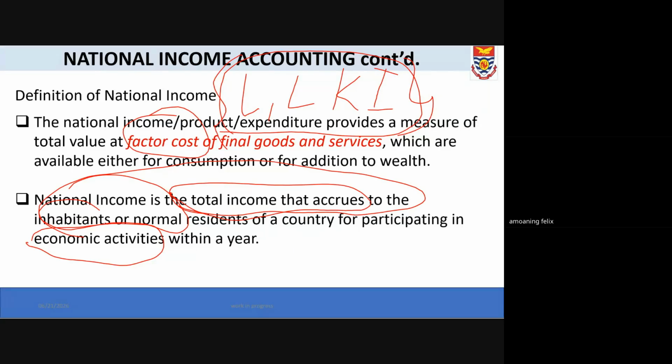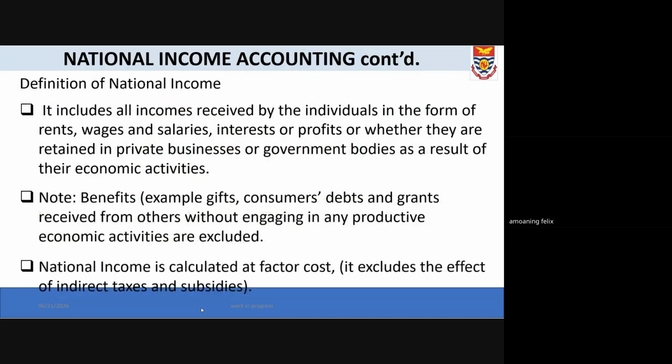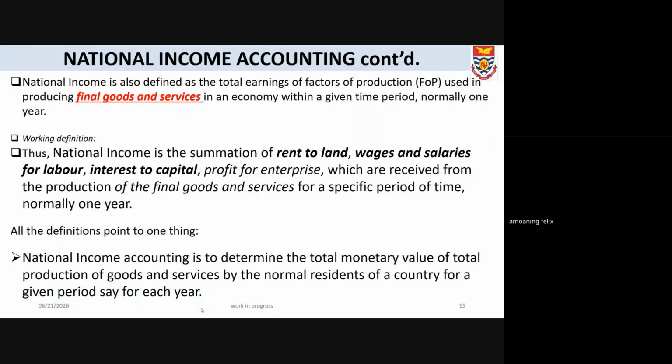So national income is calculated at factor cost. Okay. When we are calculating national income, we calculate it at factor cost. I will explain what that means to you later. So let's keep it down and say that our national income is always at factor cost. We'll come back to it. Now, let's go on.